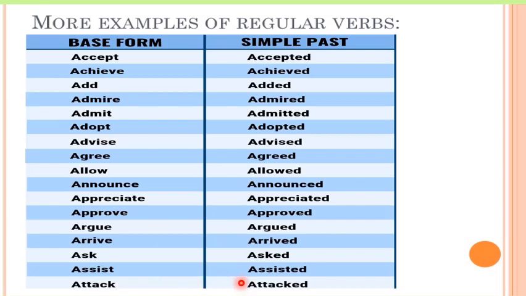You can notice in these examples, if the verbs are ending in E, we have added only D. But if the verbs are not ending in E, we add ED at the end to make the past form.